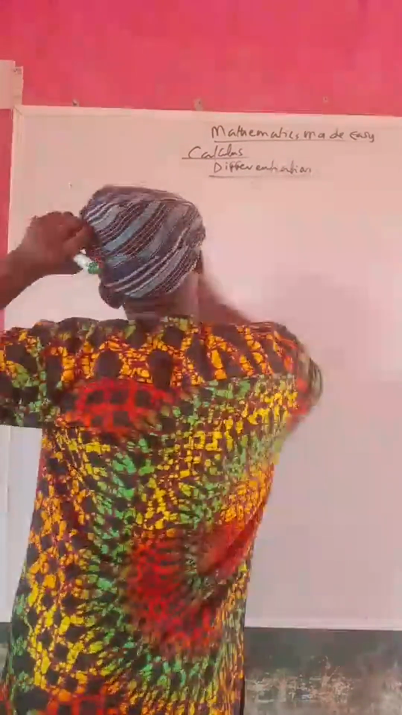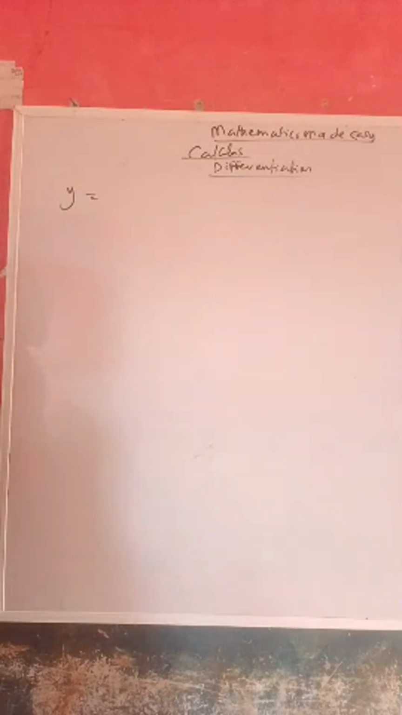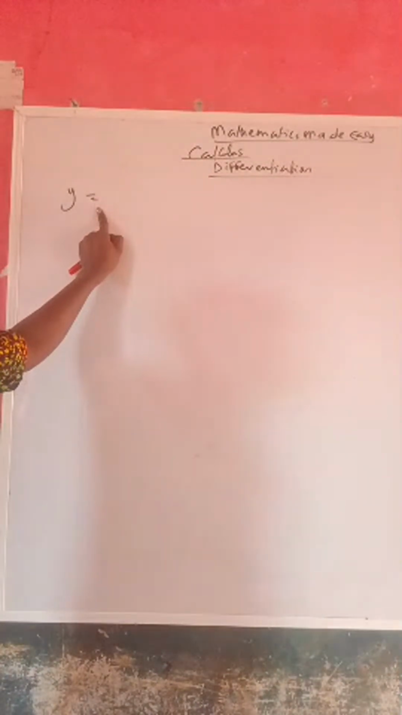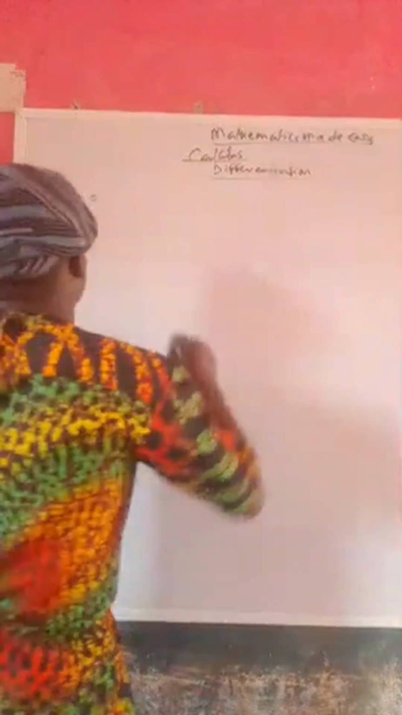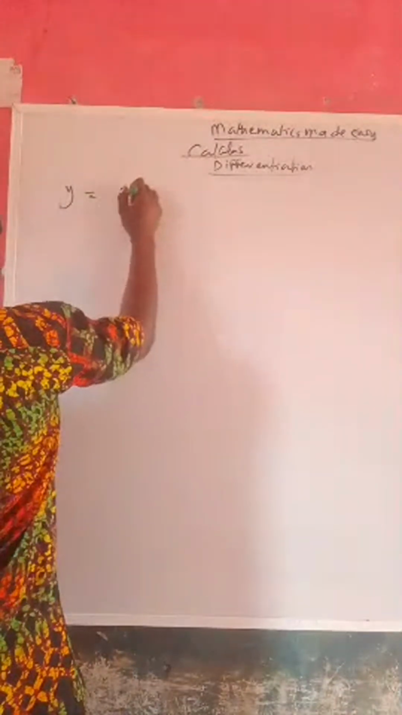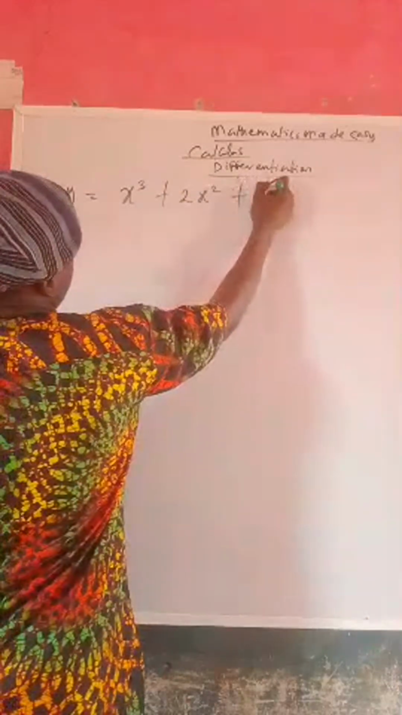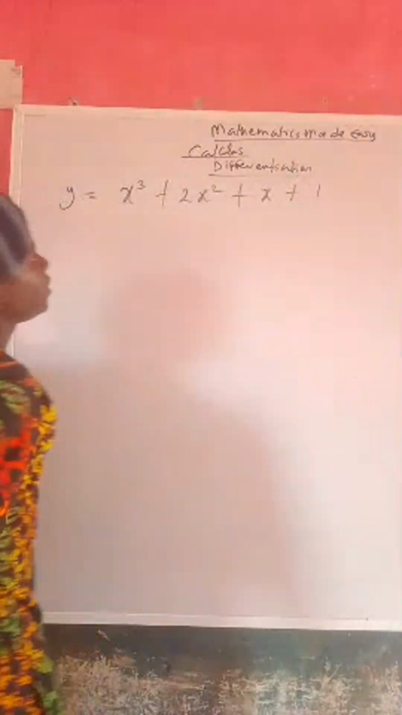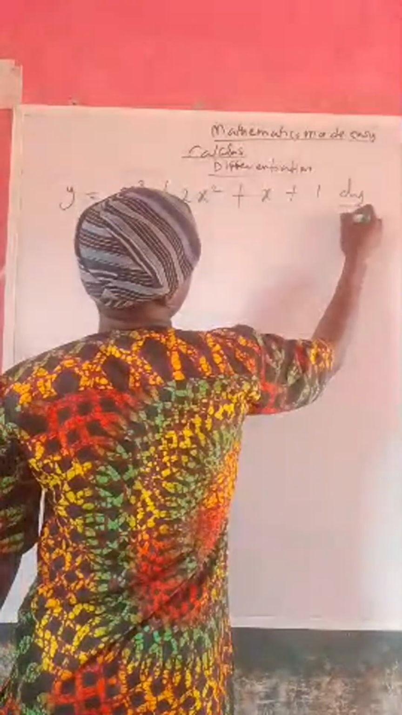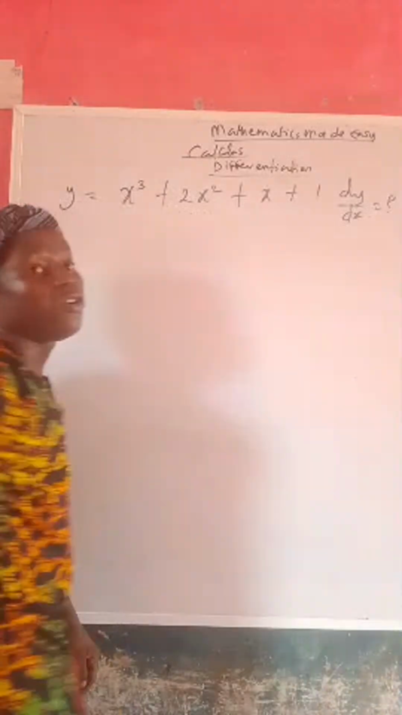Now, let's try and differentiate polynomial functions. Alright? A polynomial. So let's try and differentiate some polynomials. Now, given y equals, I hope we can see what is on the board very well. So we have y equals x raised to the power of 3 plus 2x raised to the power of 2 plus x plus 1. Then find dy/dx, or change in y over change in x.